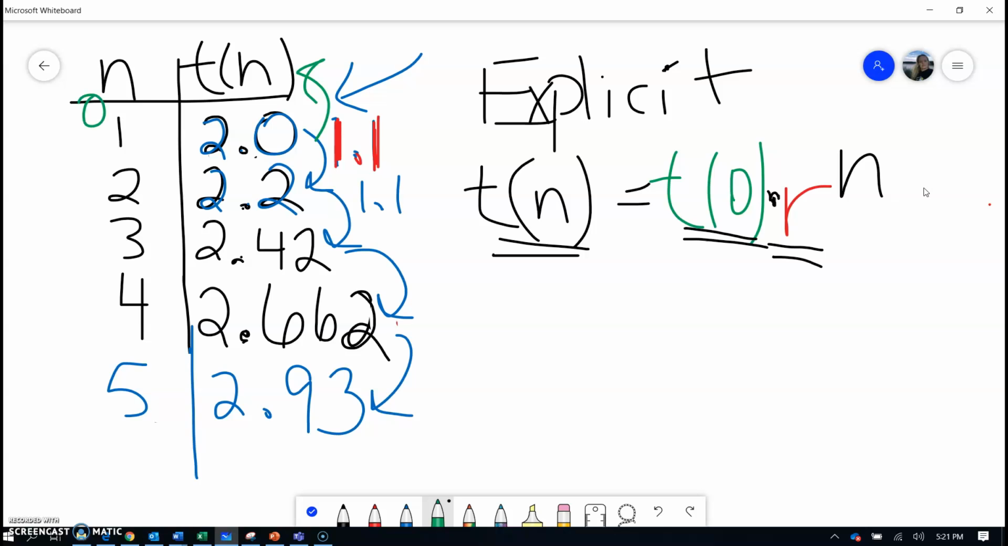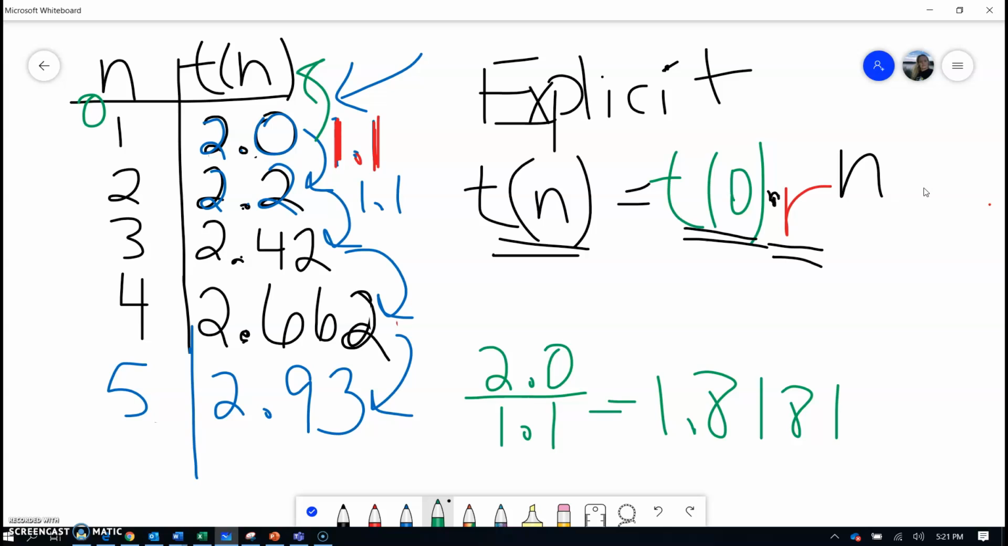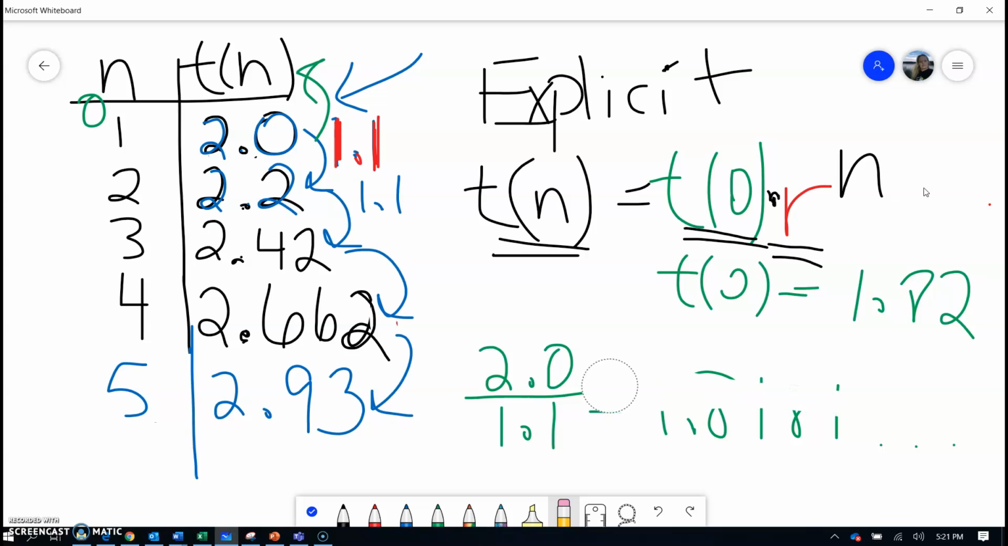If I want to figure that out, well, it's 2.0. Instead of multiplying by 1.1, let's go ahead and divide by 1.1. Let's put that in our calculator. If we do that, we get 1.818, and it keeps going. So let's round that number and say that our t of 0 is roughly 1.82. Whenever we're dealing with decimals, it's good to have some idea of what significant figures we want.